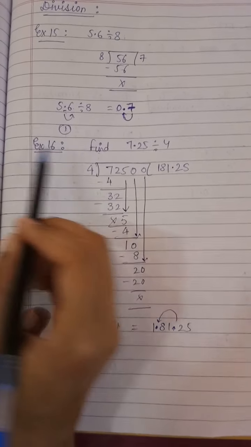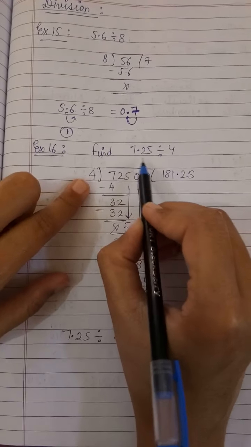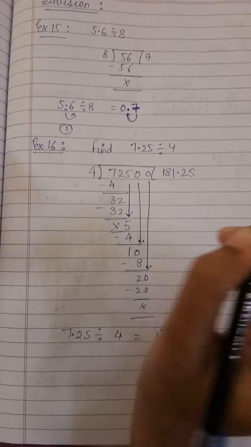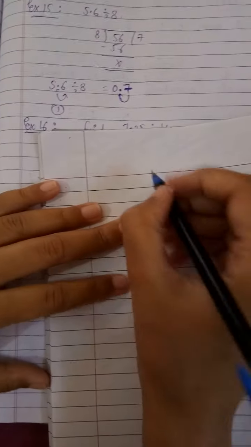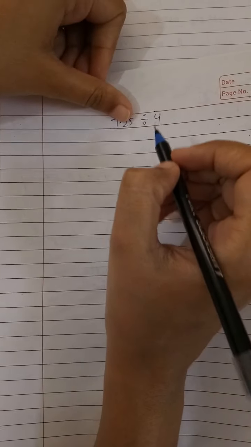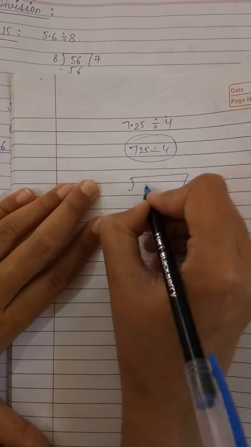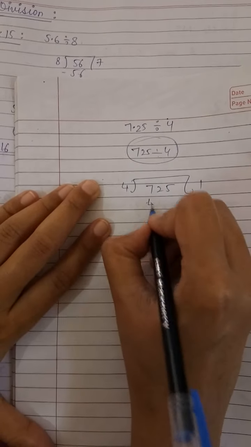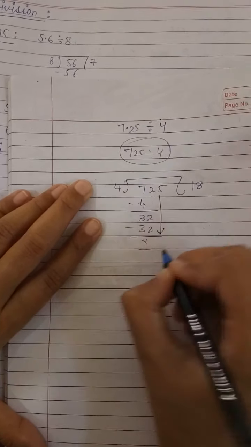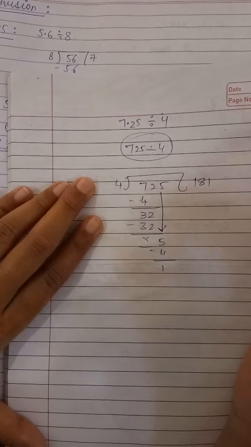Now example 16. In example 16 you have to divide 7.25 by 4. Now what you are going to do here is ignore this decimal sign and just divide 725 by 4. See how we have done here. 7.25 we have to divide by 4. I will firstly ignore the decimal, and then 725 I will divide by 4. Let us divide 725 by 4. 4 ones are 4. 4 8s are 32. Then it will be 5, 1, 4.